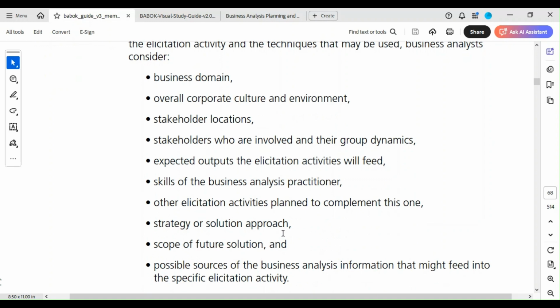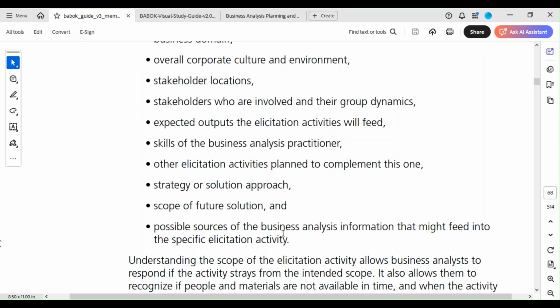I've mentioned this before. Expected output: what output would the elicitation activities feed? After you've done your elicitation activities, what output would it feed? Where would it go? Also consider the skills of the business analysis practitioner, other elicitation activity plans that complement this one, strategy or solution approach, and the scope of the future solution, because it doesn't stop here. And possible sources of the business analysis information that might feed into the specific elicitation activity.